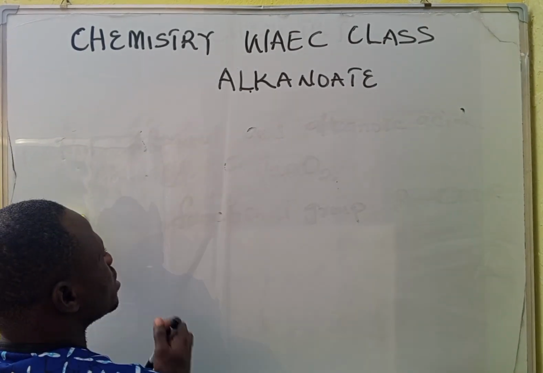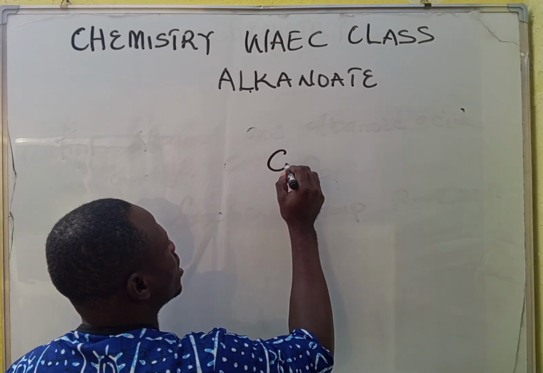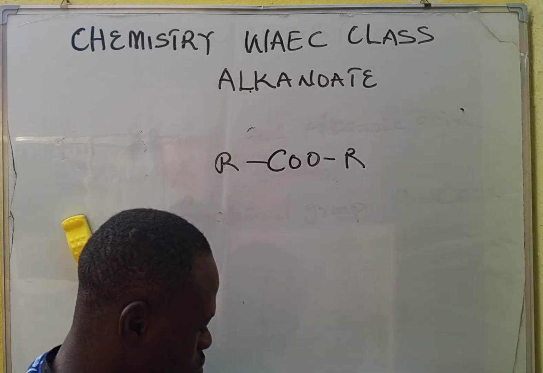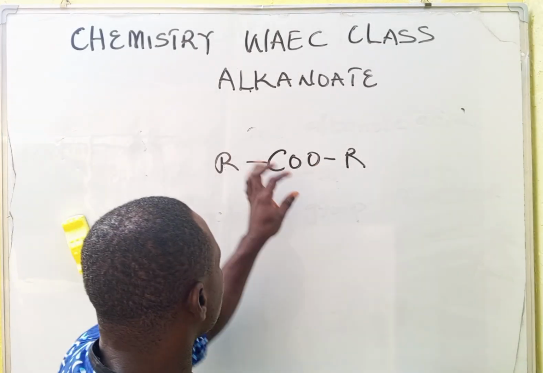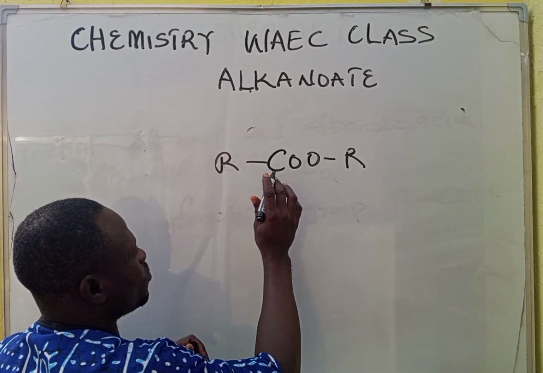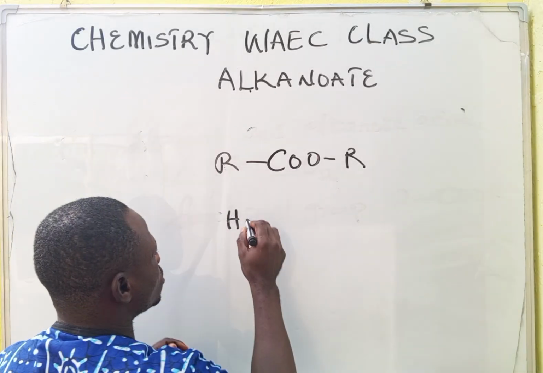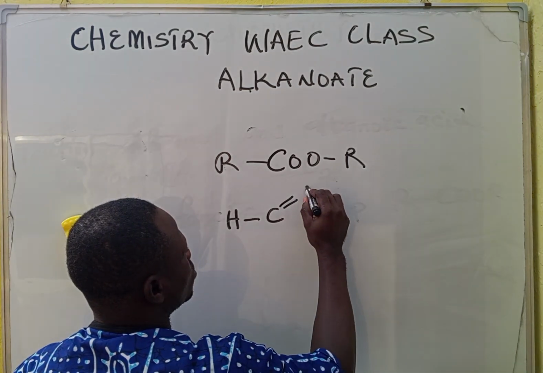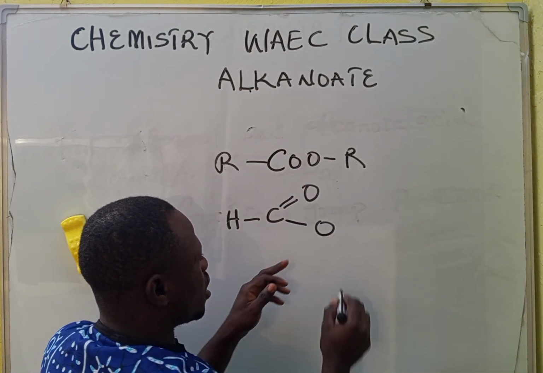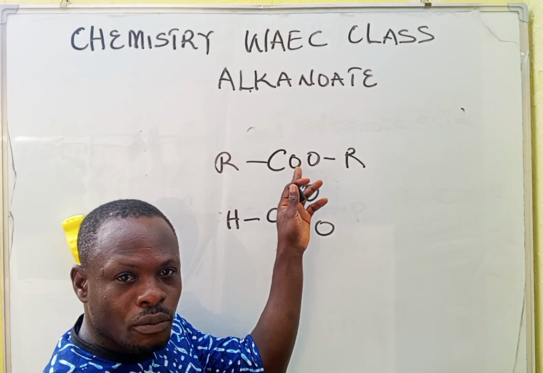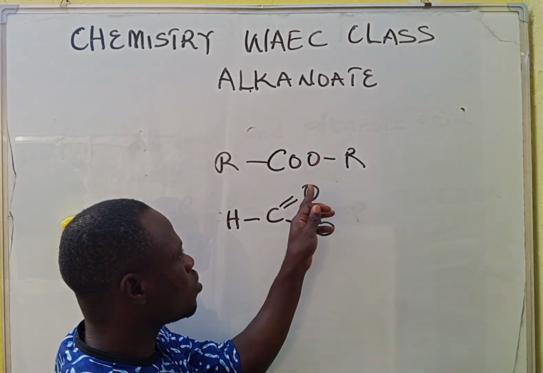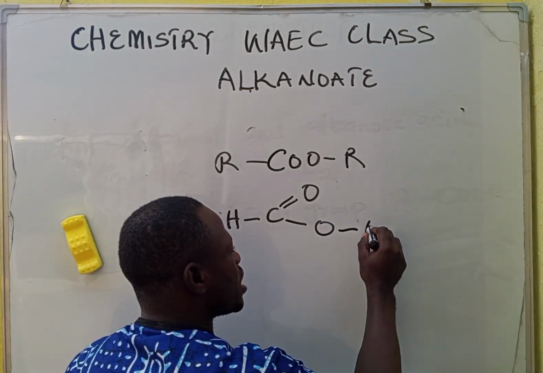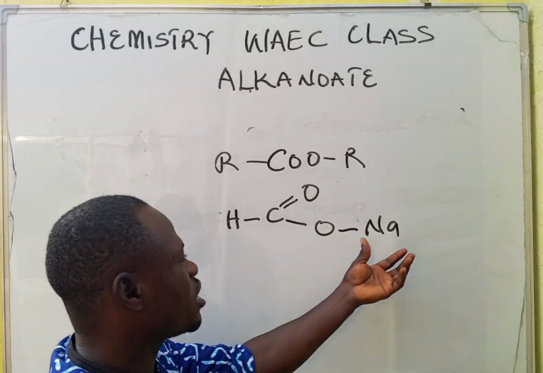Now we have said that the functional group of alkanoate is COOR. Since this is a functional group, for instance, if I replace this R with a hydrogen atom, then I put one O here and another O here. This is how a carboxylic group is written. When you see COO like this, it is the carboxylic group. Then I write this R there and now replace it with sodium.